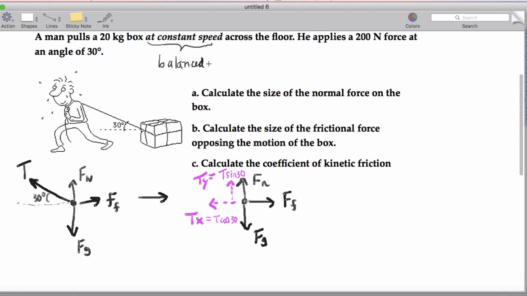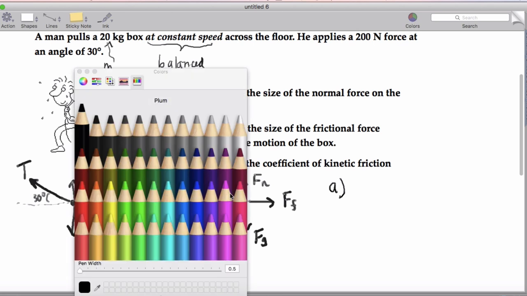And while I'm here, let me just do one other thing. Since this is the mass, we can get Fg as m times g. And so that's going to be 20 times 10, which is going to be 200 newtons worth of force. All right, next thing. Let's go ahead and set up our vertical and our horizontal forces. So for part A, we want the normal force.